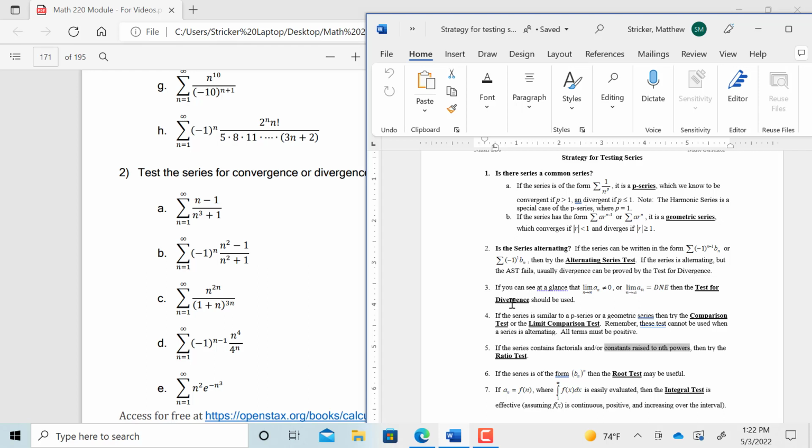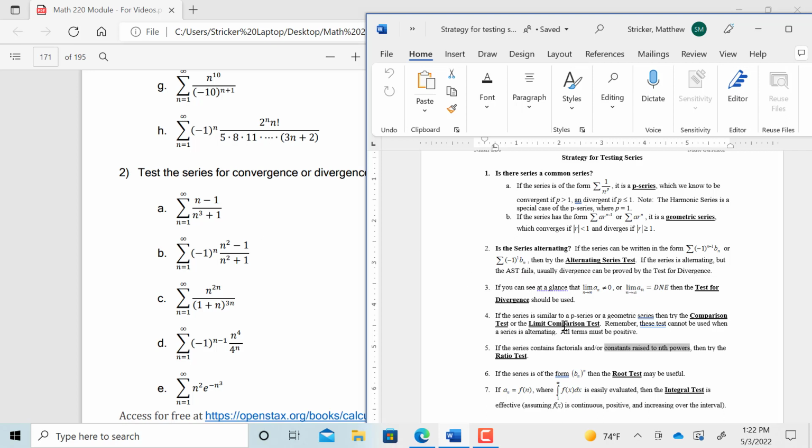And remember, in order to use the divergence test, you have to get some constant other than 0, or the limit has to not exist. And if you don't believe me that the limit is 0 there, you can go ahead and do that for yourself. I'm not going to go through that, but we can't do the divergence test.